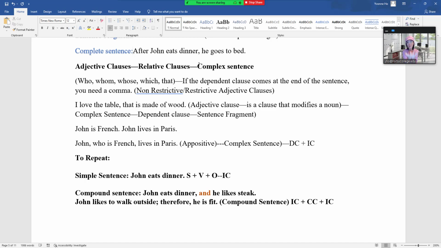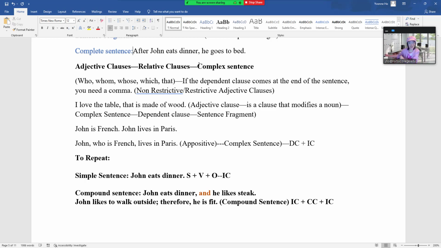And then you've got many different kinds of dependent clauses. You've got adjective clauses, you've got noun clauses. That's also another video. I will do another video on different kinds of clauses, because that's something else altogether.